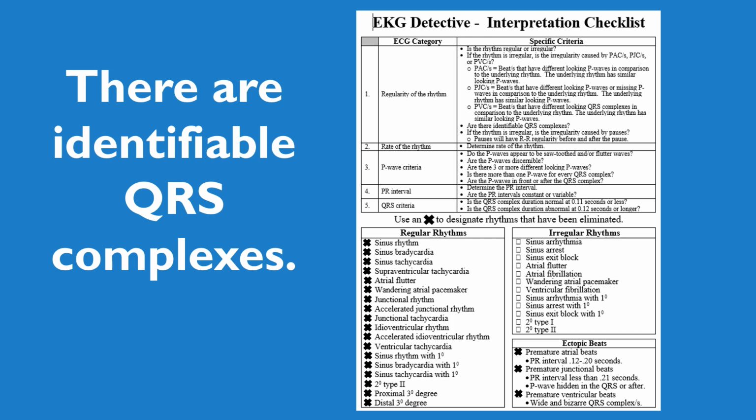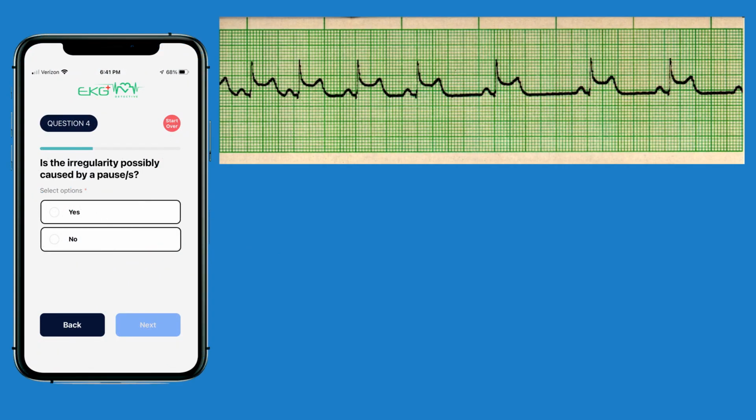On our EKG checklist, since we do have identifiable QRS complexes, we can automatically eliminate ventricular fibrillation because that rhythm does not have definable QRS complexes. Question 4 brings us to whether there is irregularity possibly caused by pauses. Now, this can be a pretty confusing area of criteria, so let's go ahead and revisit what constitutes a pause and what does not constitute a pause.